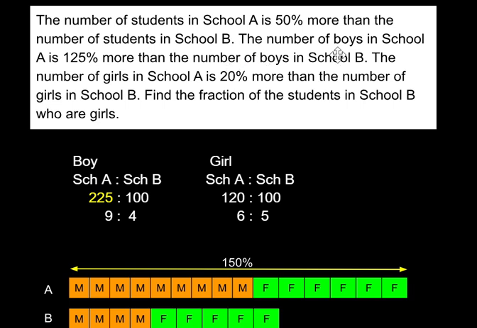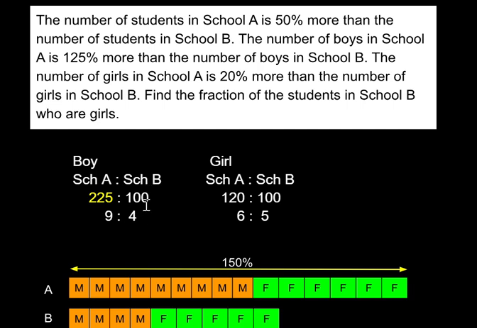Second, the number of boys in school A is 125% more than the number of boys in school B. If we put boys here, school A and school B, if school B is 100%, school A has to be 225%. I think a lot of students will make the mistake of putting 125% because they see 125% here, but remember it's 125% more than the number of boys in school B. So if the number of boys in school B is 100%, it has to be 225%. This is a likely mistake.